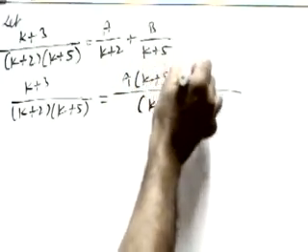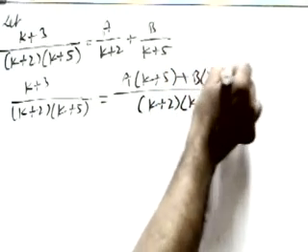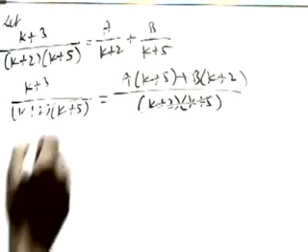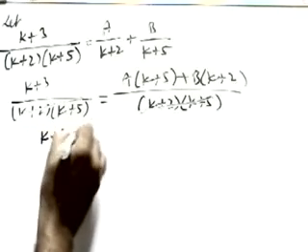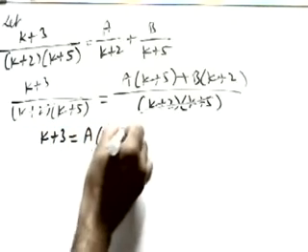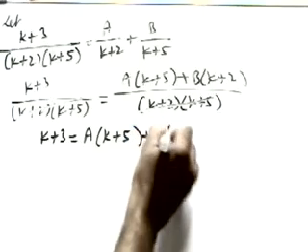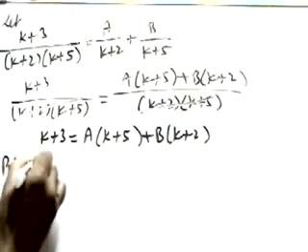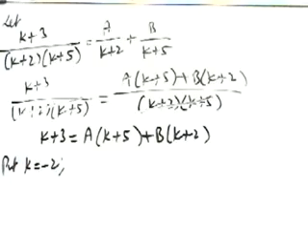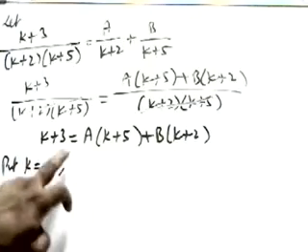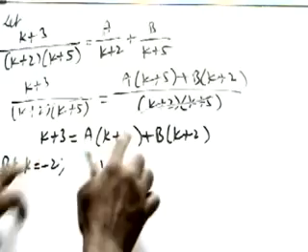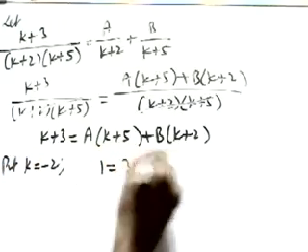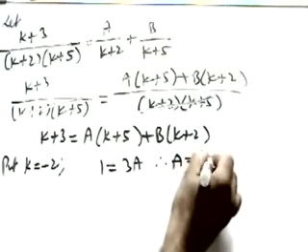So here you will get a into k plus 5 plus b into k plus 2. So this will get cancelled. What is left here? k plus 3 equals a into k plus 5 plus b into k plus 2. Let's put k equals minus 2. Why? Because minus 2 plus 2 will become 0. 3 minus 2 will become 1, equals 5 minus 2 is 3, so 3a.